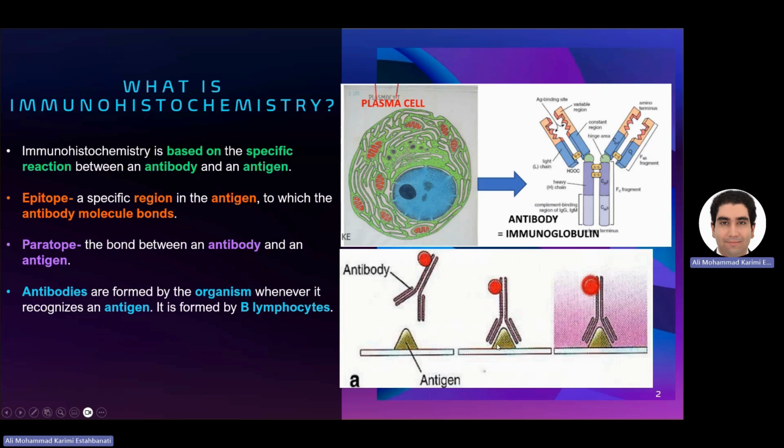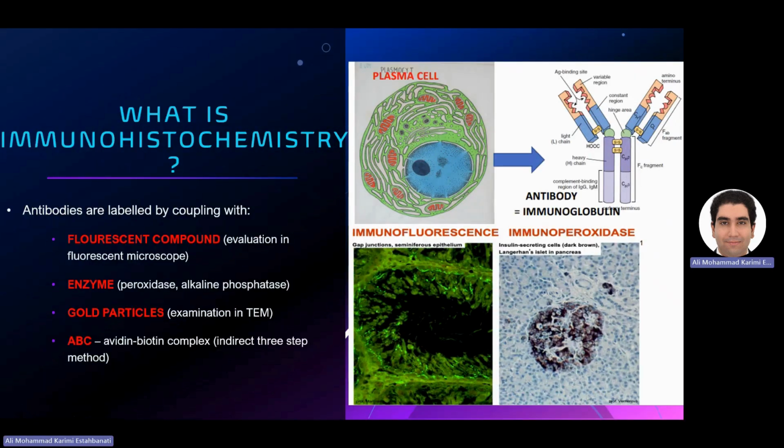Okay? Now, how do we label the antibodies? The antibodies can be coupled with four different things and be labeled. One could be a fluorescent compound, as we can see this green one here, or it could be enzymes, like here, the light blue, this is the Langerhans islands in the pancreas. Or it could be gold particles and ABC. ABC is three different steps taken so that we can label the antibody. You don't need to know details about it. You just need to know the antibodies get labeled by coupling with these four different components.